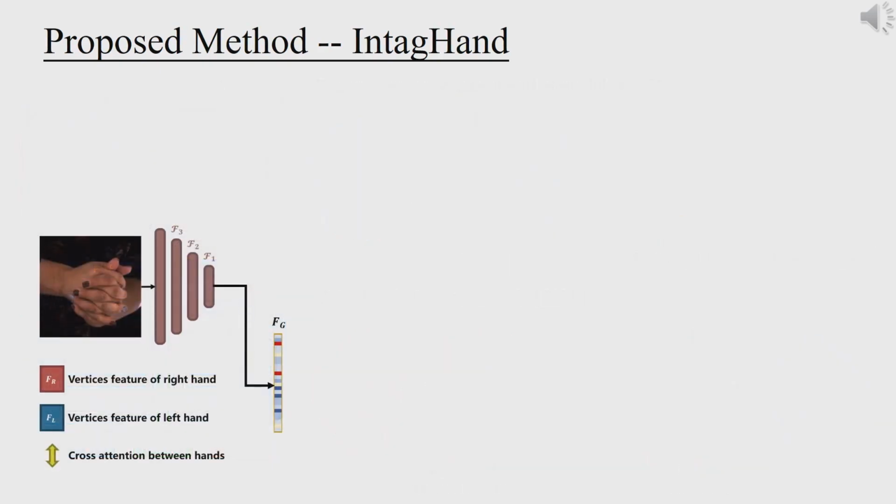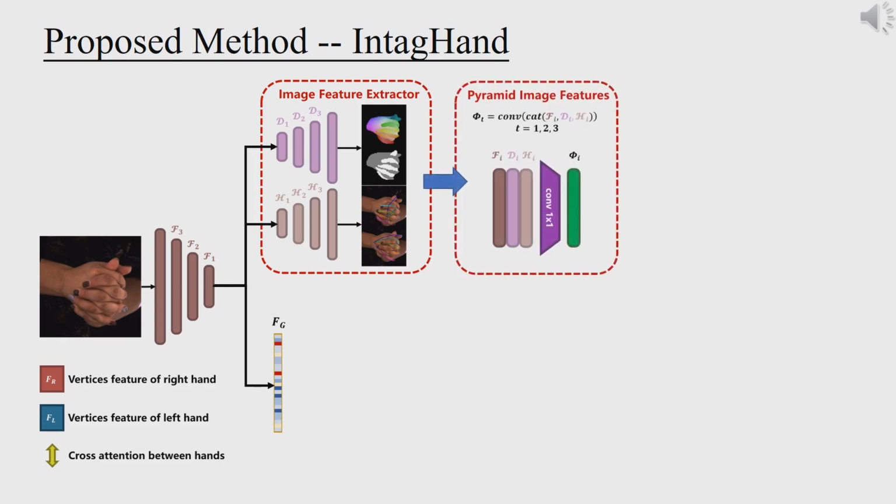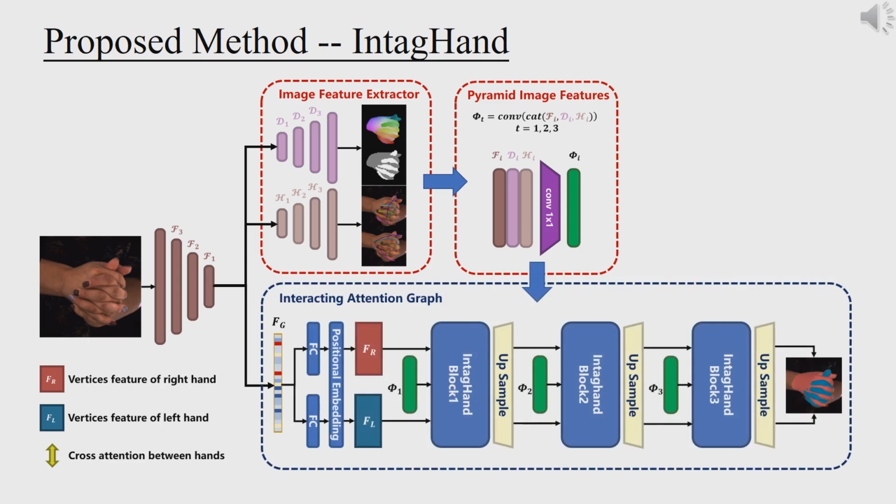Here is the overview of our network. Given a single RGB image, we first feed it through an image encoder, which yields a global feature and several feature maps. Then we use two image decoders to obtain feature maps along with other auxiliary predictions, such as 2D pose, segmentation, dense mapping encoding, etc. After that, we combine image features of the same resolution from the image encoder and decoders and get a sequence of pyramid image features. Finally, we feed the global feature and the pyramid image features into our interacting attention graph decoder.